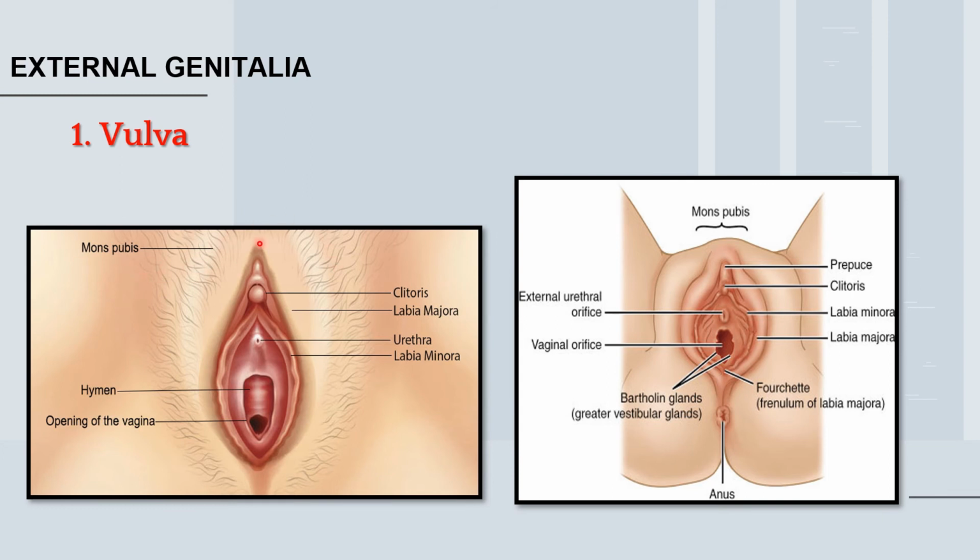So the mons pubis is located above the transverse folds called labia majora, and it is termed anterior, meaning the one located upwards. It is referred to as the anterior bulge of fleshy tissue in the pubic region.